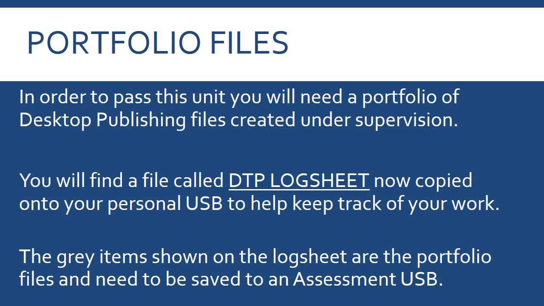So let's discuss your portfolio files. In order to pass this unit, you'll need a portfolio of desktop publishing files created under supervision. You will find a file called DTP Logsheet, now copied onto your personal USB, to help keep track of your work. The grey items shown on the log sheet are the portfolio files and need to be saved to a different USB, an assessment USB.